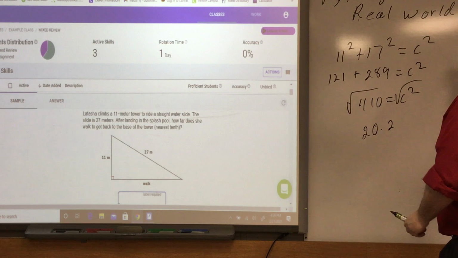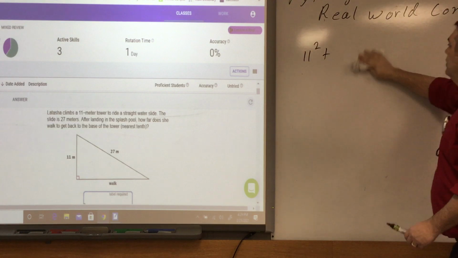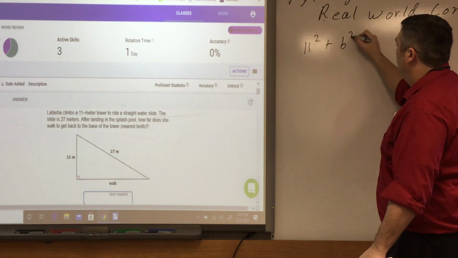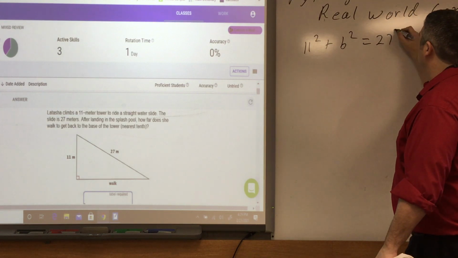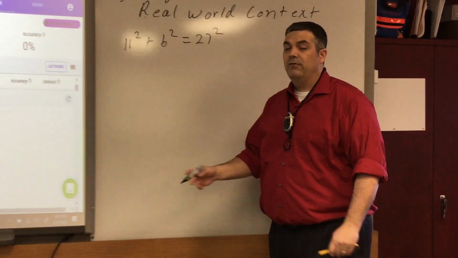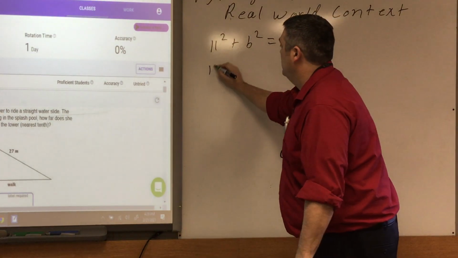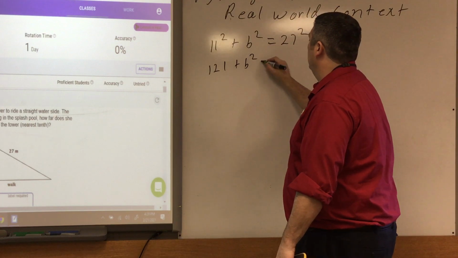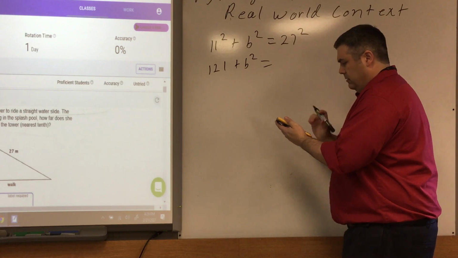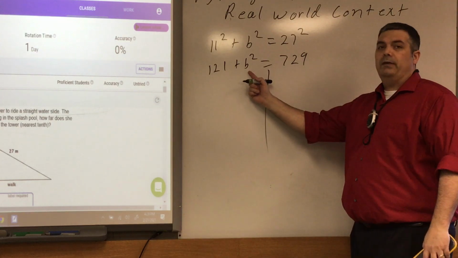So we're going to take these numbers, just like before, plug them in. But now, what did they give us? Well, they gave us 11 squared plus b squared equals 27 squared. So solve just like we did at the very first day. So we should already know how to do this. The hard part's plugging it in, getting them in the right spot. 121 plus b squared equals 27 squared, let me find it, 729. Okay, we're going to draw our line and we're going to solve for b.